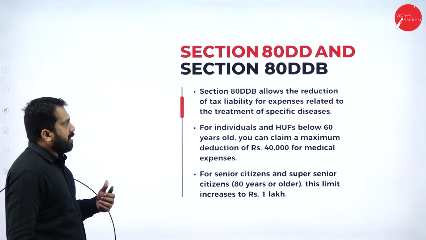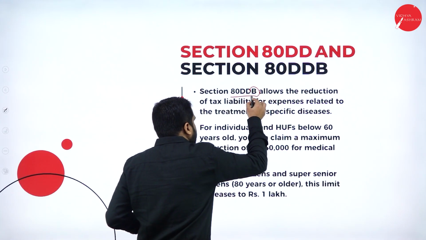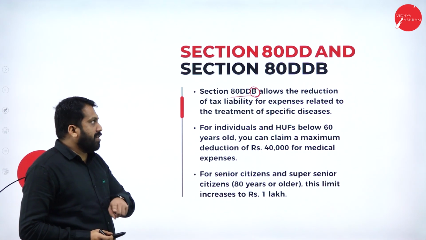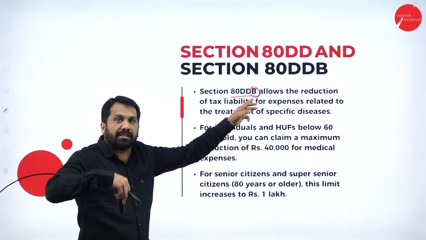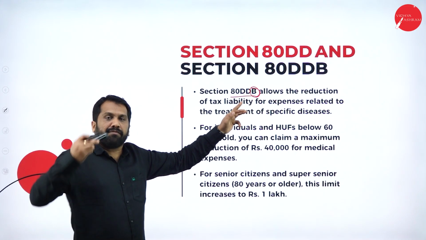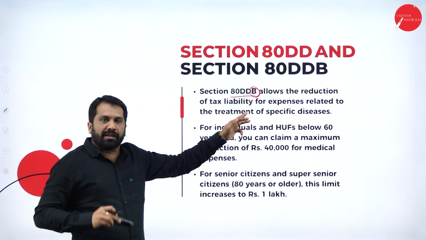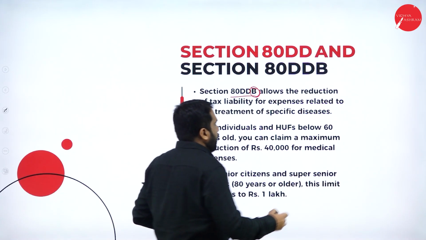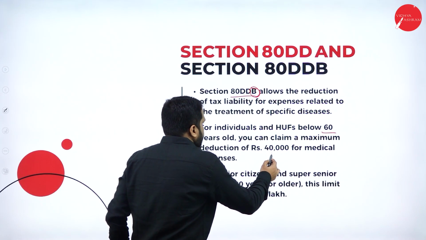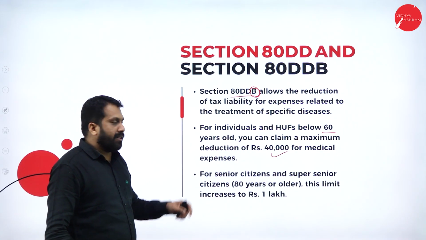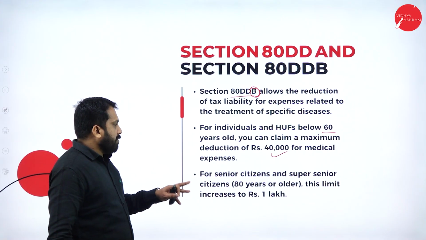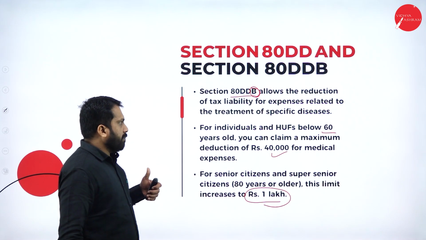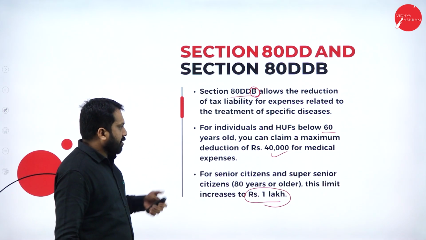Now we will learn 80DDB. Remember, 80DD means you are taking care of somebody. 80DDB means you are taking care of yourself. Again, I'll repeat. You are taking care of yourself. You are disabled. You are handicapped. And your disability is above this much. Then, if your age is below 60 years, you can claim 40,000 or actual spent. It is not fixed. And if your age is more, up to 1 lakh, you can claim. Hope you are clear.